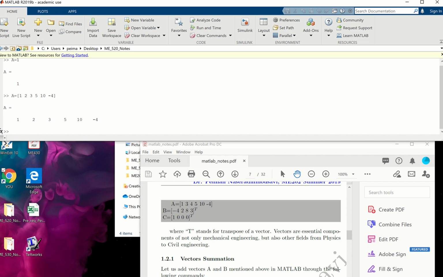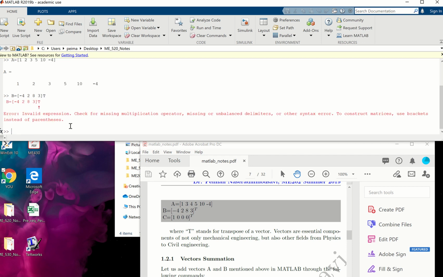Understand? Now let me generate a column in MATLAB. -4, 2, 8, 3, and then transpose. This T stands for transpose of a vector. Vectors are essential components of not only mechanical engineering, but also other fields like physics. Let me try writing transpose here and see what it gives us. Obviously an error. So transpose in MATLAB must be written like this.